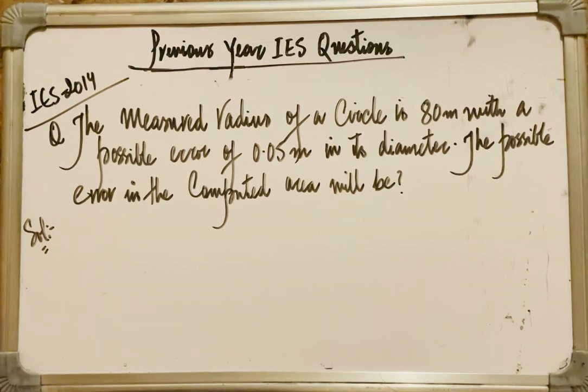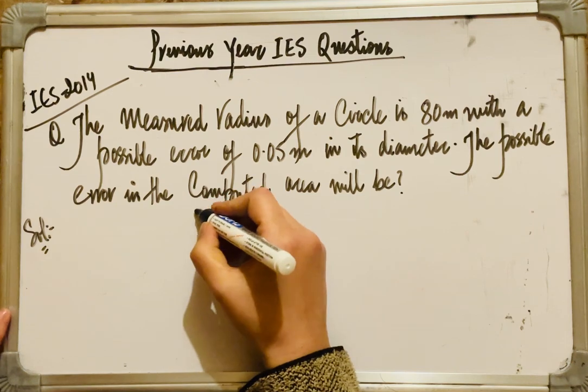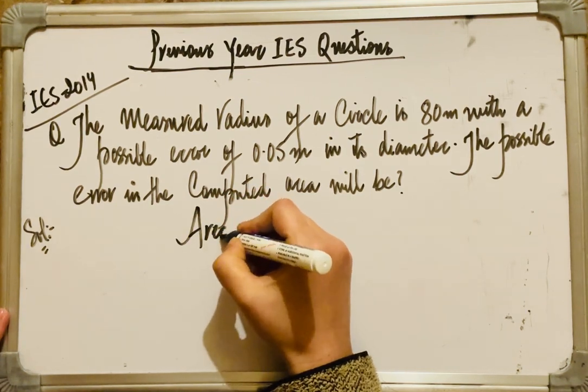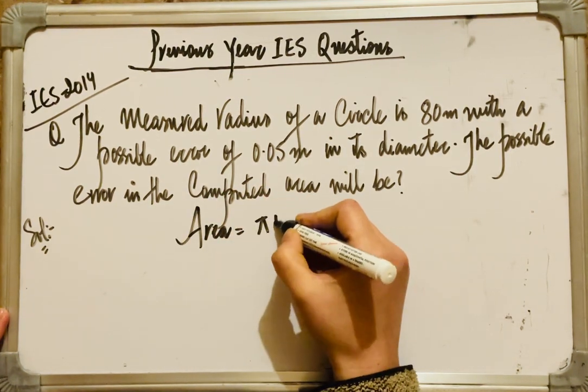So this was the question as asked in IES 2014, and the question is, the measured radius of a circle is 80 meters with a possible error of 0.05 meters in its diameter. The error in the computed area will be how much? All right, so let's solve this. We know that the area of a circle is equal to pi r square.